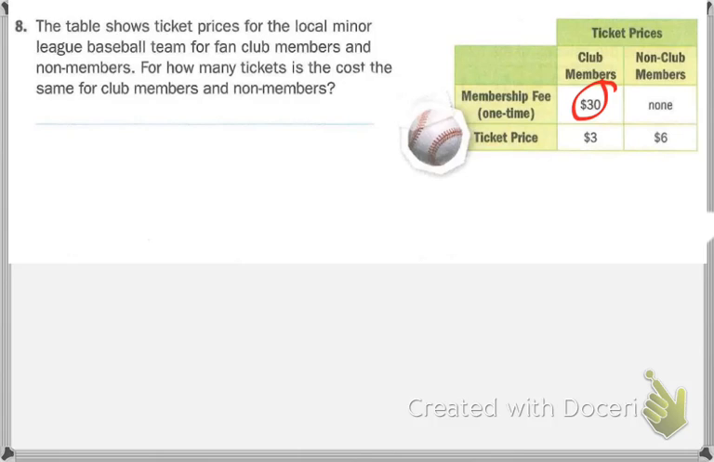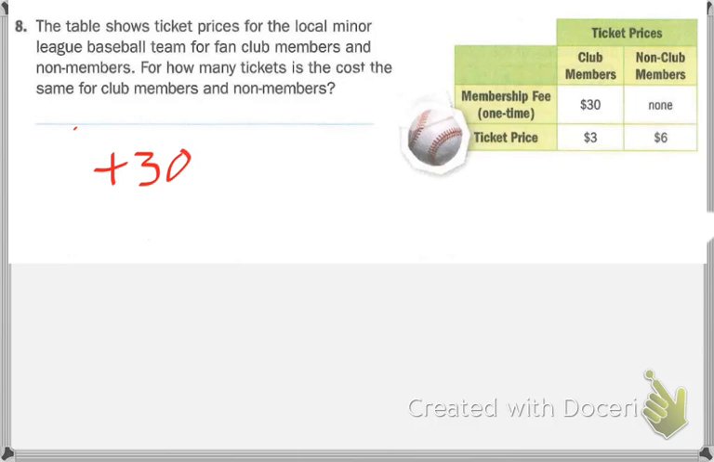And it said the table shows ticket prices for the local club. For how many tickets is the cost the same? Okay, anyways. So if you're a member, you paid $30 to be a member, and you're only paying it once. So we're going to do club members on the left, non-club on the right. If you are a club member, you're going to pay $30. You're only paying it once, so you're not multiplying it by anything. It's just plus 30, because it's going to add to your cost.